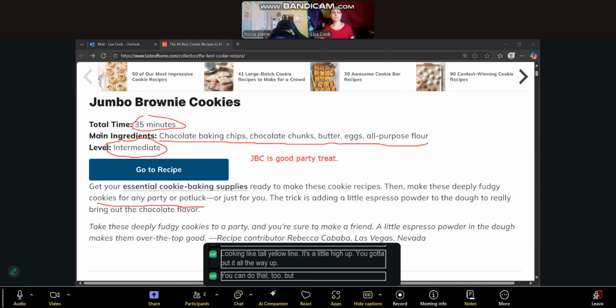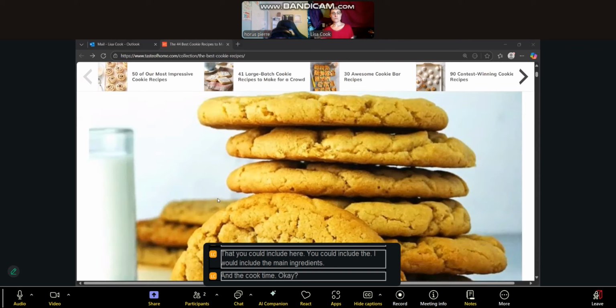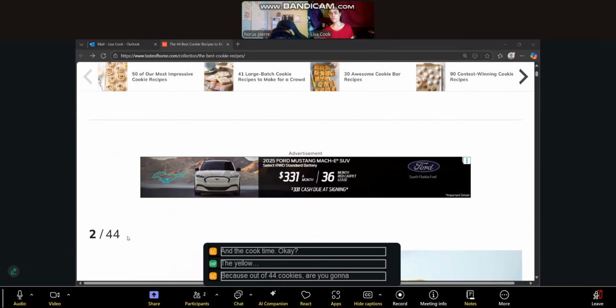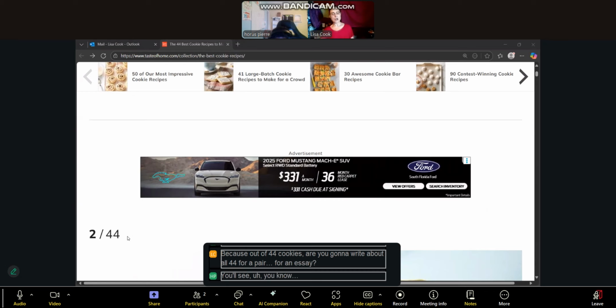What are some details that you should include? That you could include here. I would include the main ingredients and the cook time. Okay. Because out of 44 cookies, are you going to write about all 44 for an essay? No. So I would say pick 3 of them.